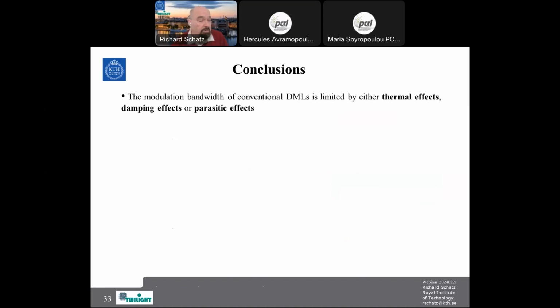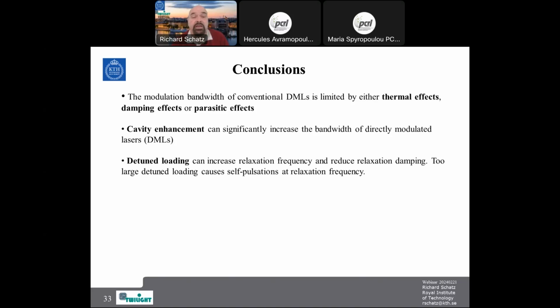So that comes to the end of the first part of the presentation here. So here are the conclusions. The modulation bandwidth of conventional DMLs is limited by either thermal effects, damping effects, or parasitic effects. If you want to go further, you can use cavity enhancement, which can significantly increase the bandwidth of directly modulated lasers. There are 3 effects. Detuned loading can increase the relaxation frequency and reduce the relaxation damping. And it's based then on the reflective selectivity of the cavity.